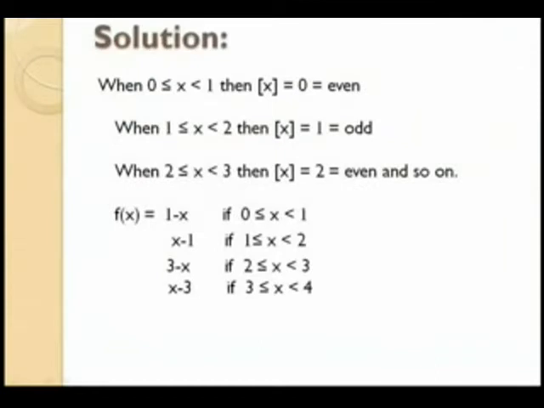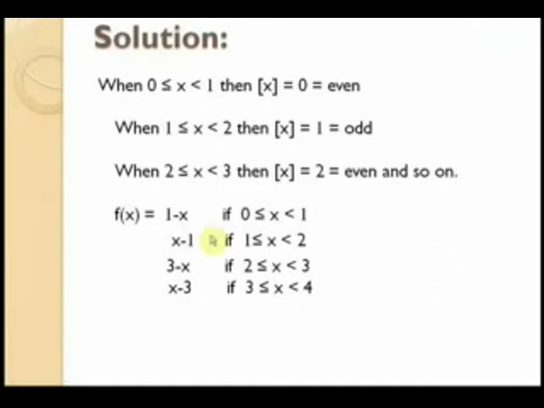So let's try to see the solution of this. Let's take the first case. When x is greater or equal to 0 and less than 1, then the greatest integer function of x is equal to 0, and we know that 0 is an even number. Again, when x is greater than or equal to 1 and less than 2, then [x] is equal to 1 and 1 is an odd number. Similarly, when x is greater or equal to 2 and less than 3, then [x] is equal to 2, and this is an even number, and so we can calculate for different values of x.